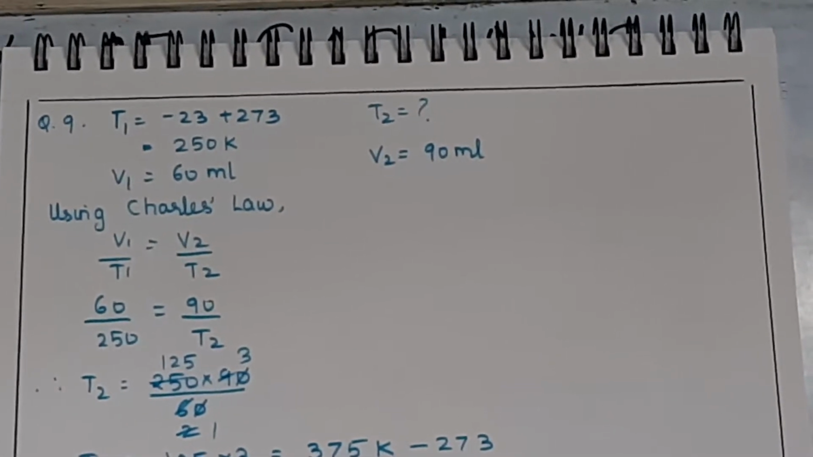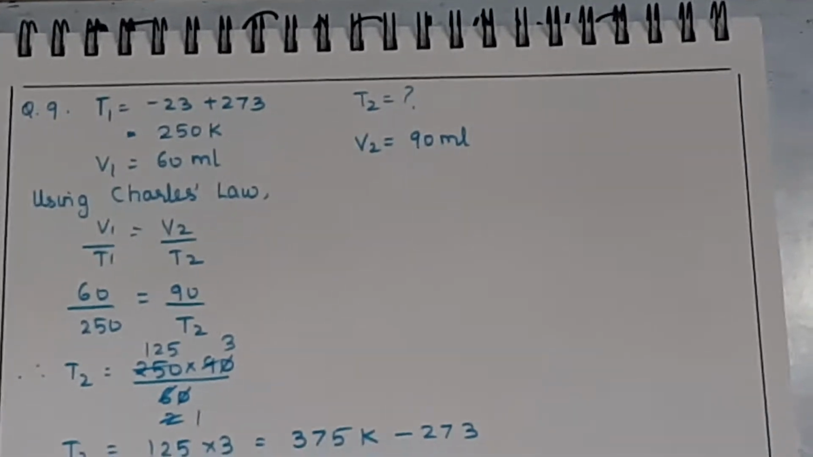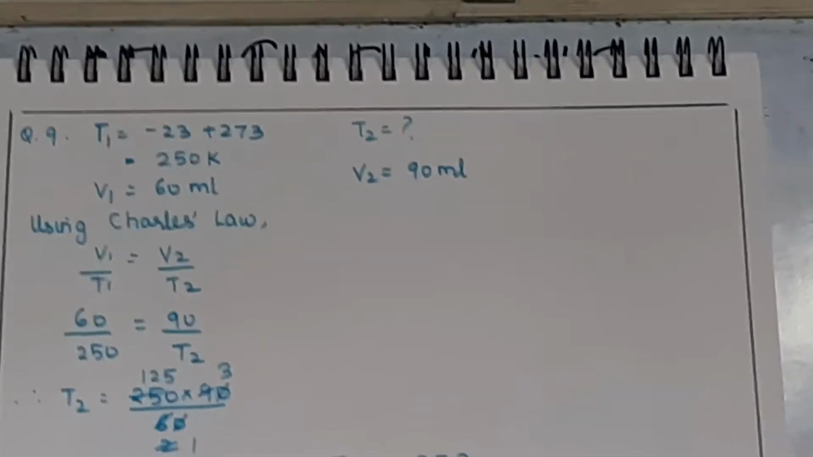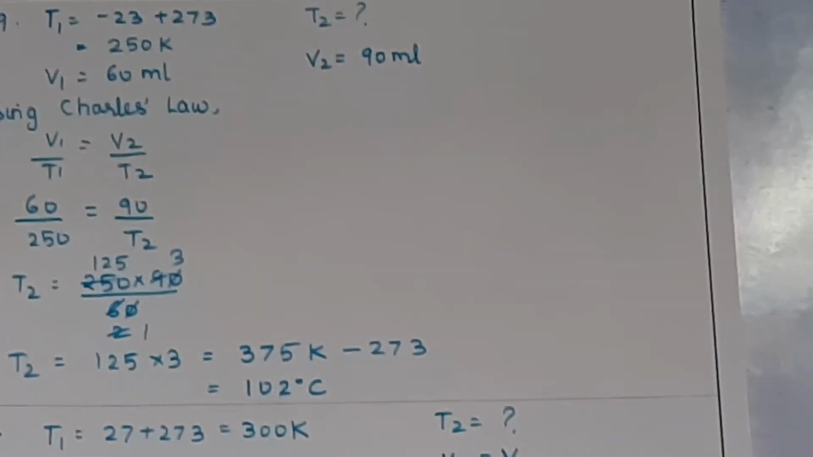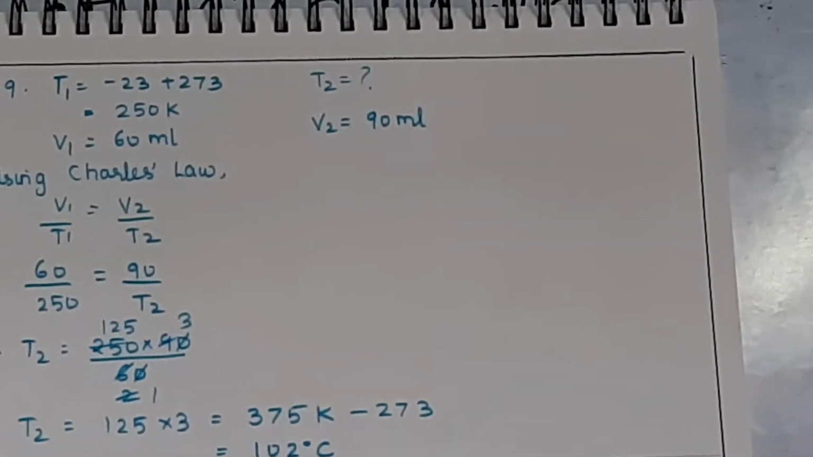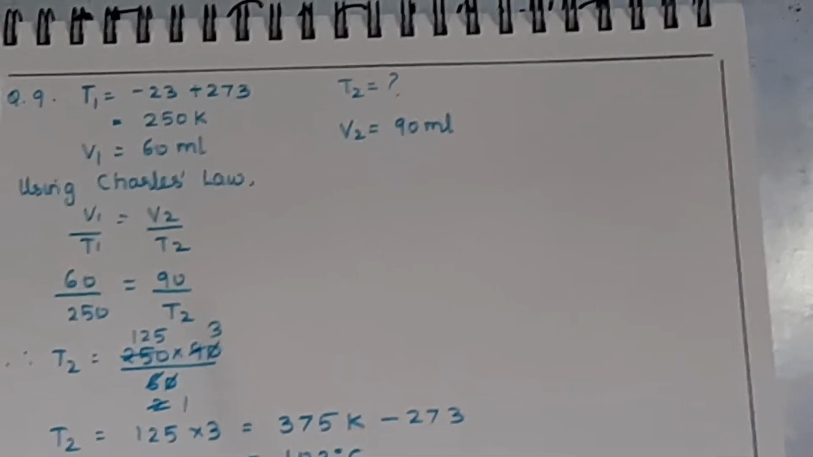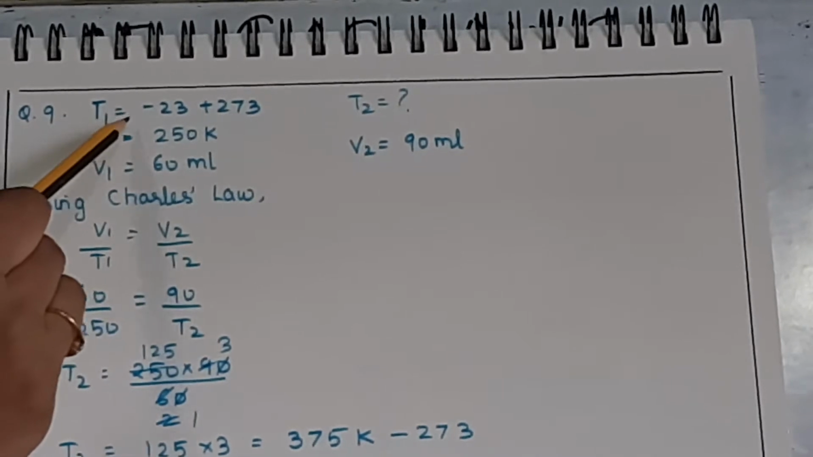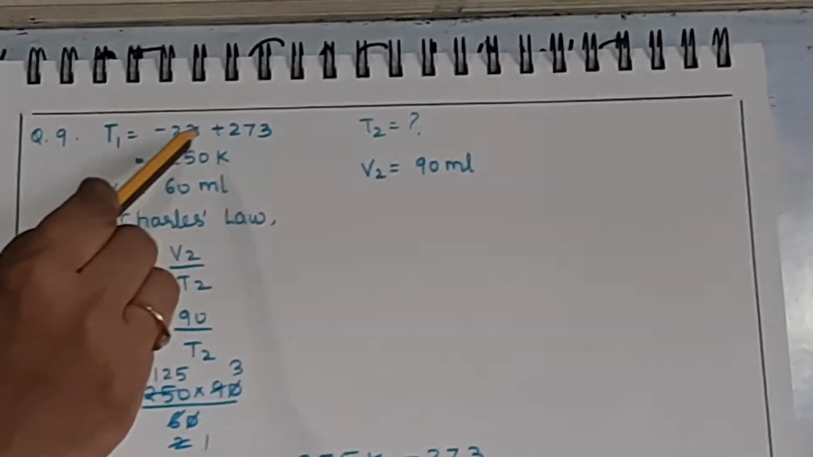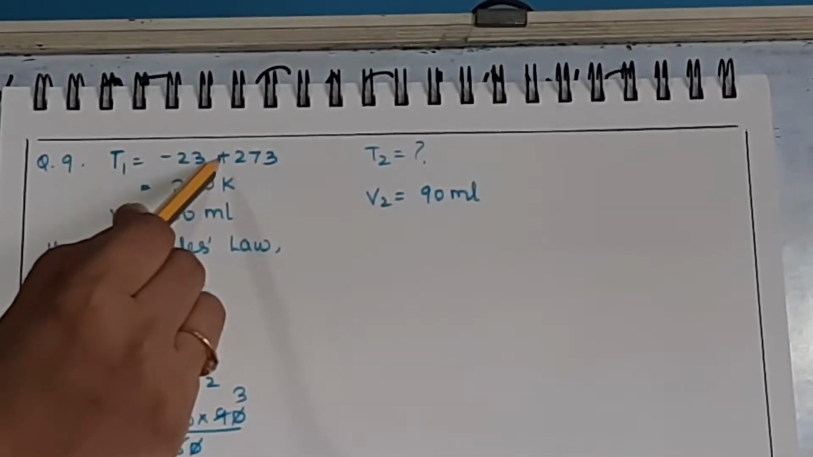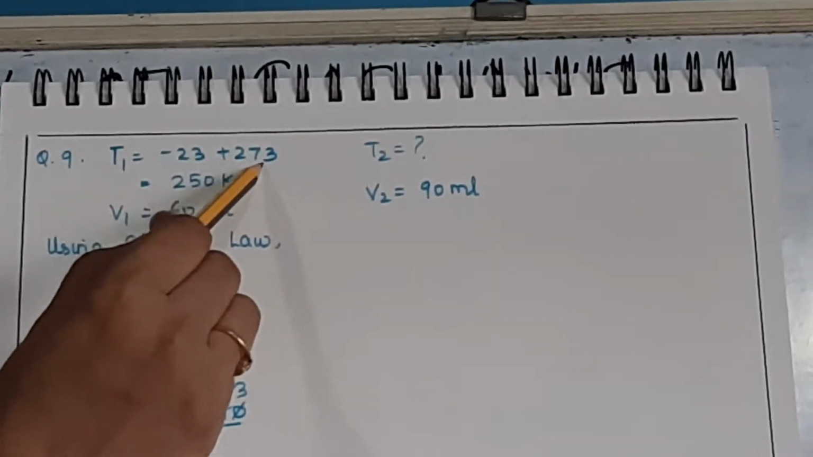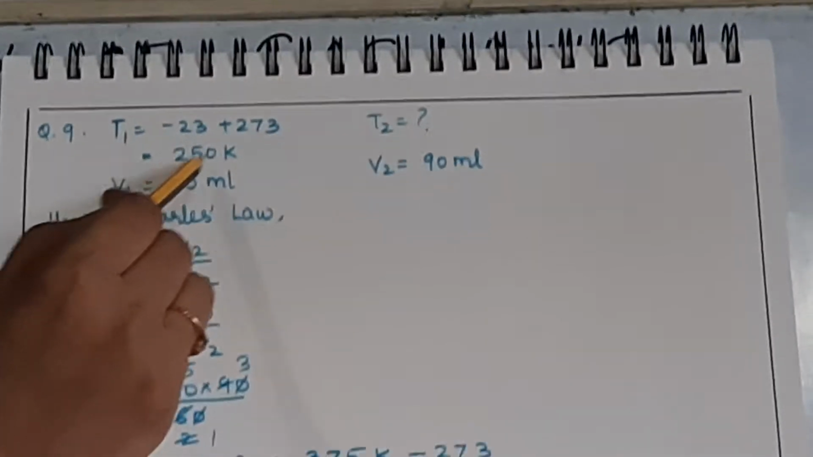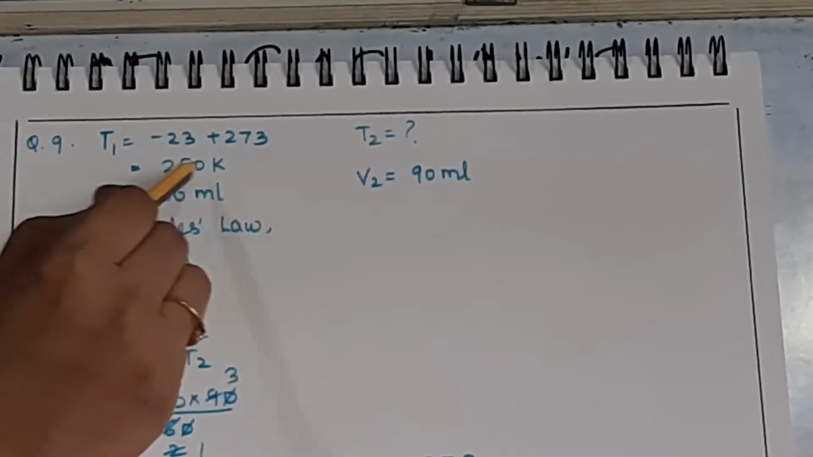Its volume increases from 60 ml to 90 ml. Calculate the final temperature of the gas. From this sum you can write the data. T1, that's the initial temperature, is minus 23 degrees Celsius, so you add 273. 273 minus 23 gives you 250. So 250 Kelvin is the initial temperature.